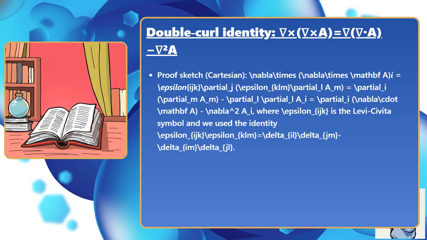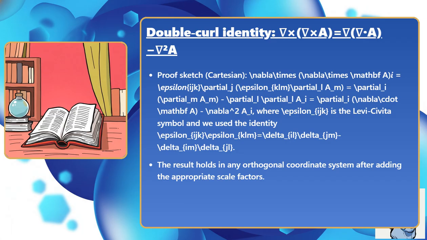Proof sketch, Cartesian. Nabla cross nabla cross A sub i equals epsilon ijk partial j of epsilon klm partial l A m, which equals partial i of partial m A m minus partial l partial l A i, equals partial i of nabla dot A minus nabla squared A i, where epsilon ijk is the Levi-Civita symbol, and we use the identity epsilon ijk epsilon klm equals delta il delta jm minus delta im delta jl. The result holds in any orthogonal coordinate system after adding the appropriate scale factors.